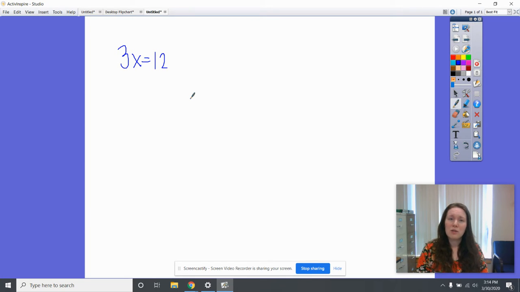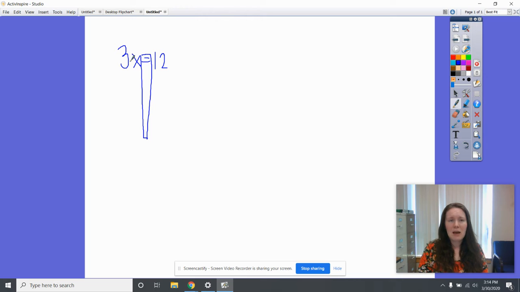There are a bunch of ways for people to think about how to solve these. However you like to think about it, that's great. I'm going to show you my favorite way. I like to imagine that this is a wall, and that whatever I do on one side of the wall, I have to do the exact same thing on the other side of the wall. So my goal is to get x by itself.